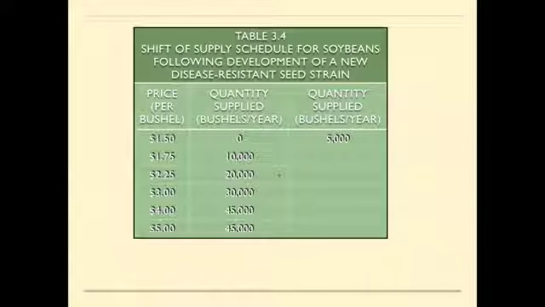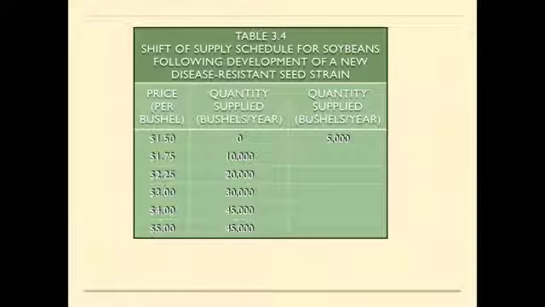So here's an example. Here is the original supply schedule. The first two columns represent the original supply schedule. And the third column here is the new supply schedule because of the introduction of a disease-resistant strain of soybeans, or the seeds to grow soybeans. Previously, at $1.50 a bushel, Clarence didn't want to supply any soybeans per year at that particular price. But with the introduction of the new disease-resistant seed strain, he is now willing to supply 5,000 bushels per year.